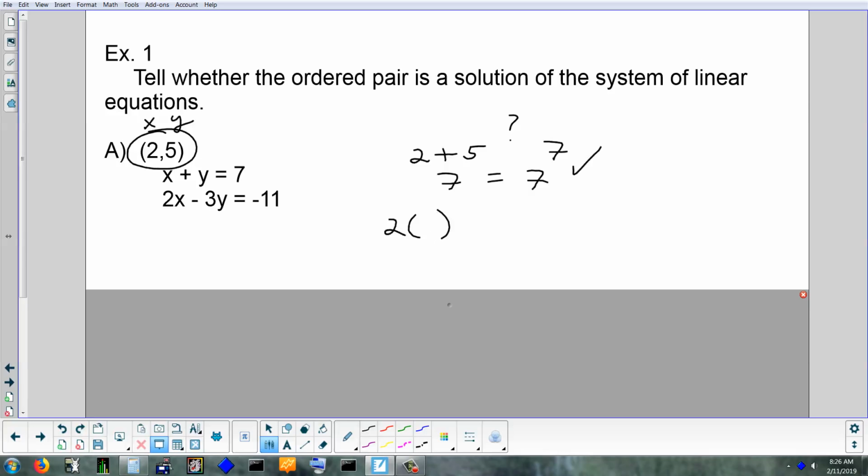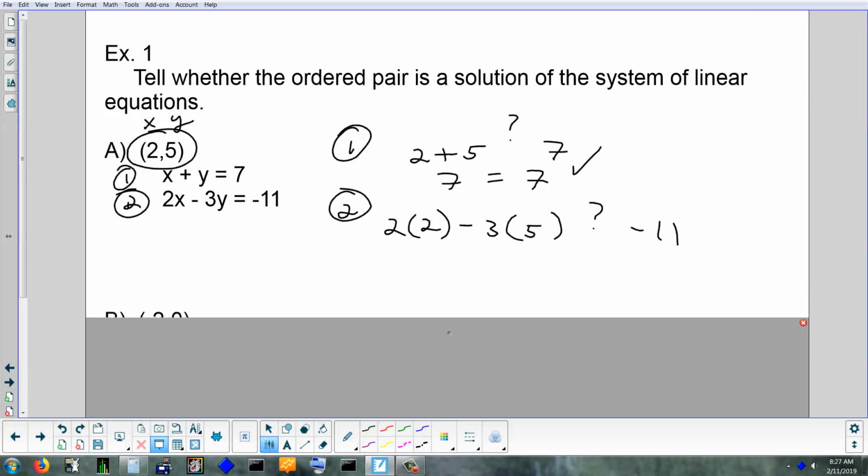And how about Ryan, what am I going to fill in for x in the second one? 2. Yep. So I'm just going to call this equation 1 and equation 2. He said plug in 2 for x, okay? Minus 3 times, what am I filling in for y? 5. We're filling in 5. Okay, I'm not going to put an equal sign because I don't know. I'm going to put a question mark. And I'm going to put negative 11. So you never have to do anything with the negative 11. You just leave it.